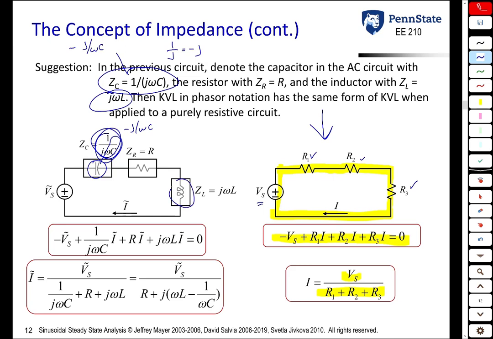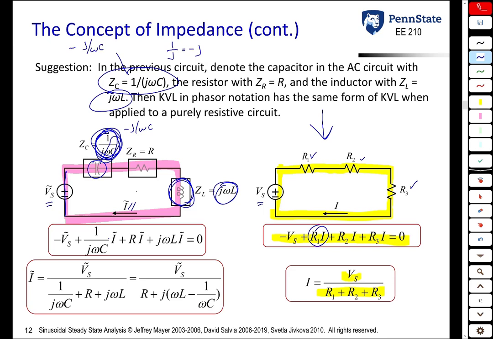Wherever we see inductors, we're going to replace it by j omega L. And then, of course, we're going to have our phasor voltages and our phasor current variables. And now when we apply KVL, we're going to get minus Vs plus, instead of doing R1 times I, this resistance, which is 1 over j omega c times I tilde. And the voltage drop across the resistor is still R I tilde.